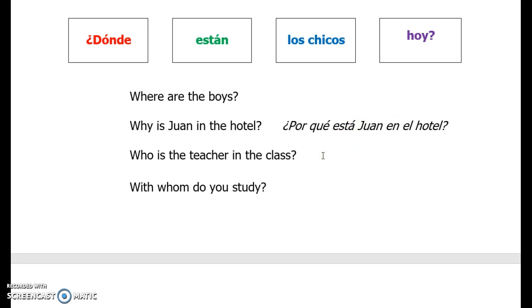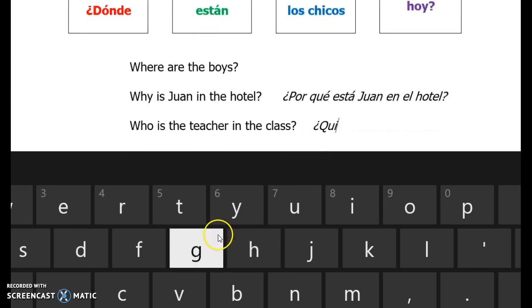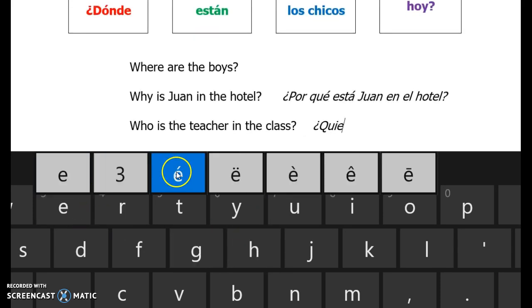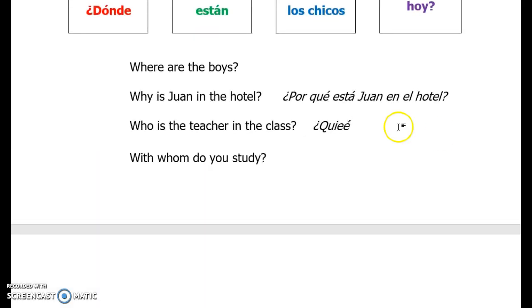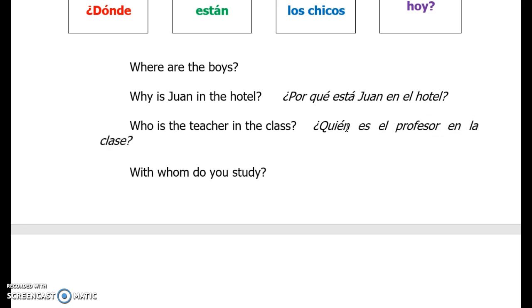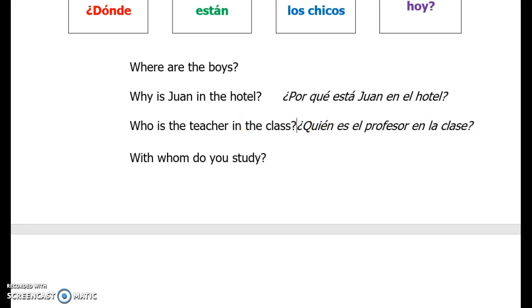All right, let's try one here. Who is the teacher in the class? Who? All right, well, start off with a question mark. Our word for who is quién. Accent mark goes over the E. A lot of people get confused on that. It is over the E. You can hear it. Quién. Whoops, quién. I threw an extra E in there. We're going to get rid of that. ¿Quién es, let's say, el profesor en la clase? All right. We're just going to back this up a little bit so we can fit everything in one line.